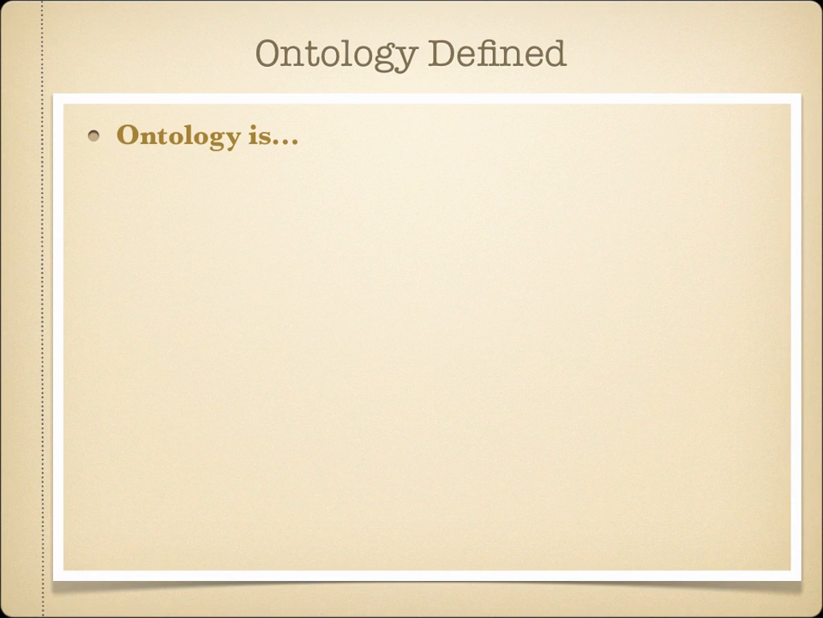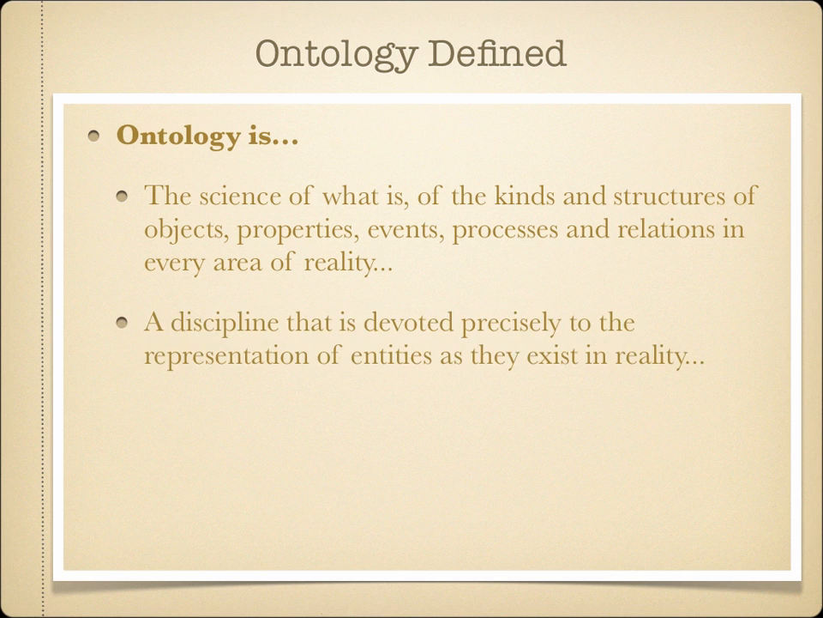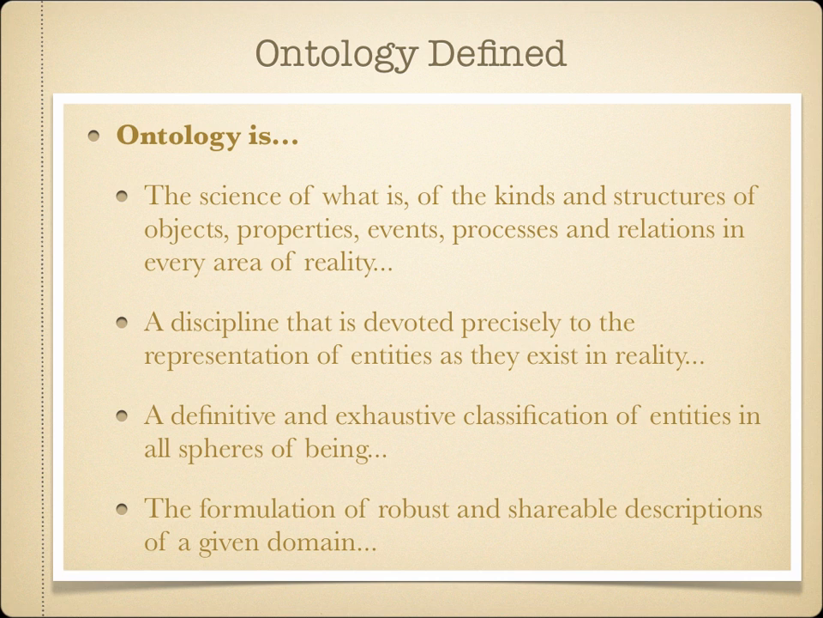So what is ontology anyway? Ontology is both a method and a product of that method. It is the science of what is, of the kinds and structures of objects, properties, events, processes, and relations in every area of reality. It is a discipline that is devoted precisely to the representation of entities as they exist in reality. It is a definitive and exhaustive classification of entities in all spheres of being, and the formulation of robust and shareable descriptions of a given domain.